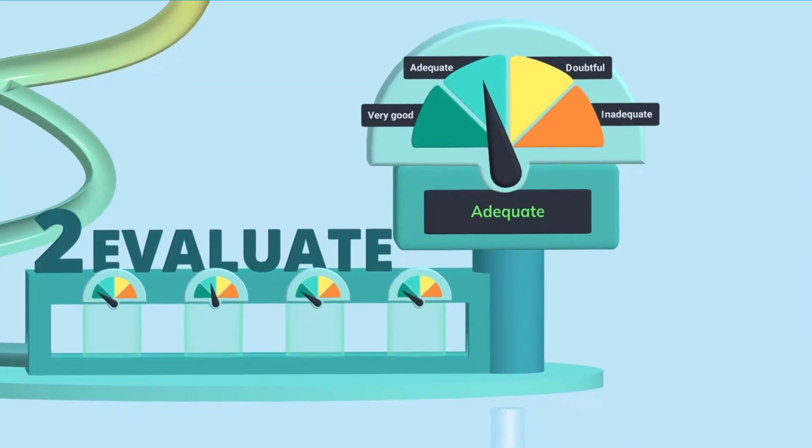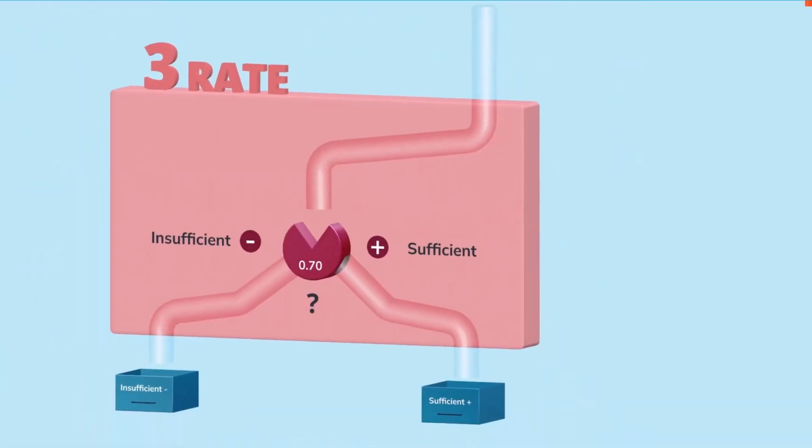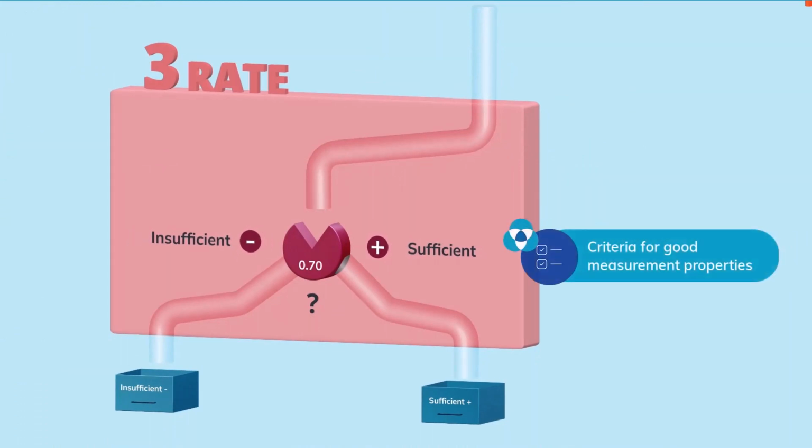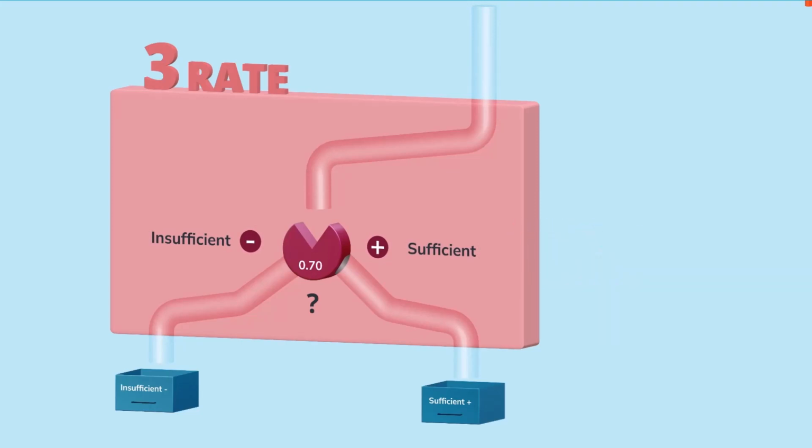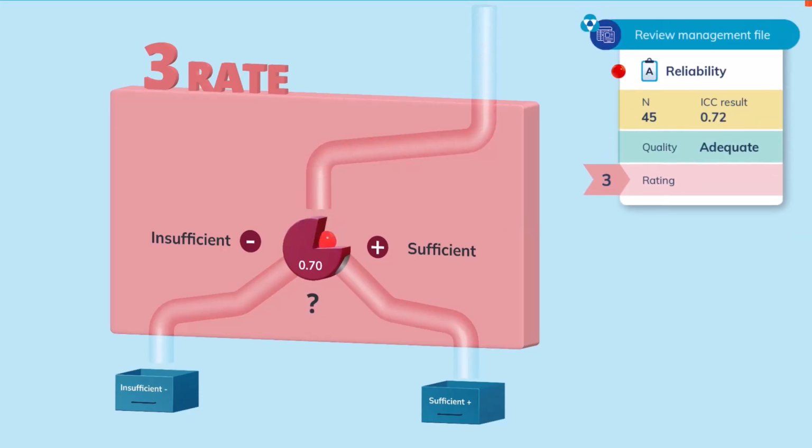At the third station, you rate the study results as sufficient, a plus, or insufficient, a minus. You base this on the COSMIN criteria for good measurement properties. If not enough information is available, you give it a question mark. Our study is larger than the reliability criterion of 0.7 and gets a plus.